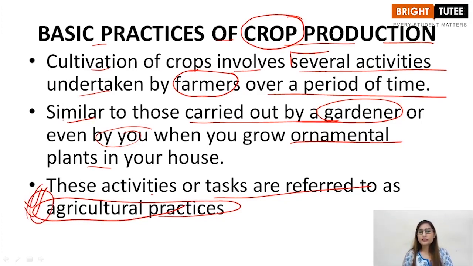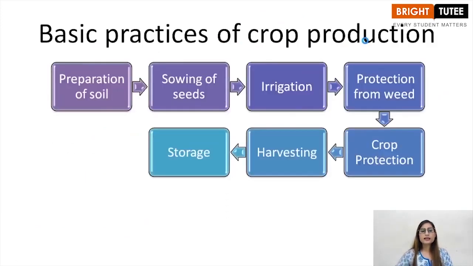So what is the definition of agricultural activities? Cultivation of crops involves several activities undertaken by farmers over a period of time. These activities or tasks are referred to as agricultural practices. Let us see what these activities are. The basic practices of crop production are: first step is preparation of soil, second is sowing of seeds, third is irrigation, fourth is protection from weeds, fifth is crop protection, right? Then sixth is harvesting and seventh is storage.